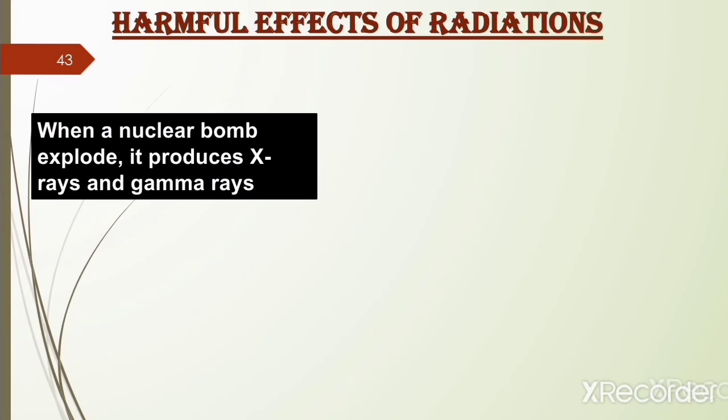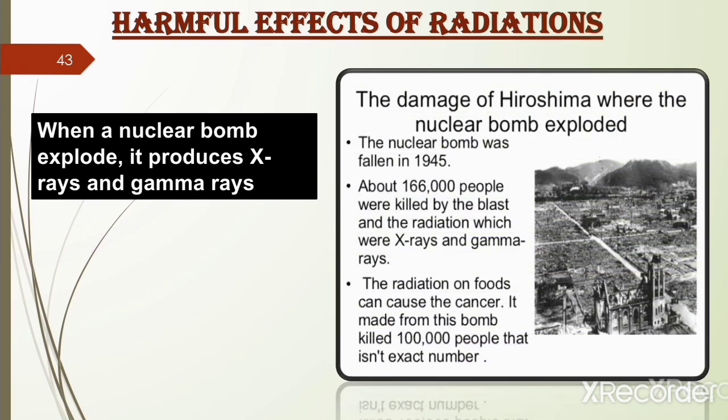The next topic, harmful effects of radiations. Radiations, when exposed to in large amounts, can destroy living cells, produce gene mutation and cancer. When a nuclear bomb explodes, it mainly produces X-rays and gamma rays. The disaster caused by nuclear radiations in Hiroshima is one example of the dangerous nature and long-term effects of radiations. About 1,66,000 people were killed by the X-rays and gamma rays produced as a result of this bomb explosion.